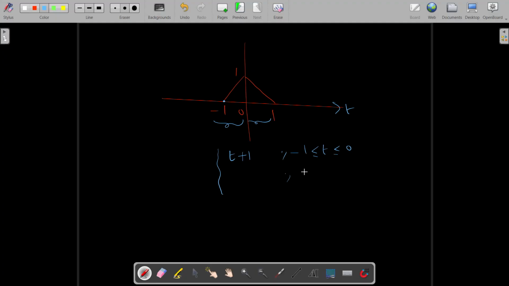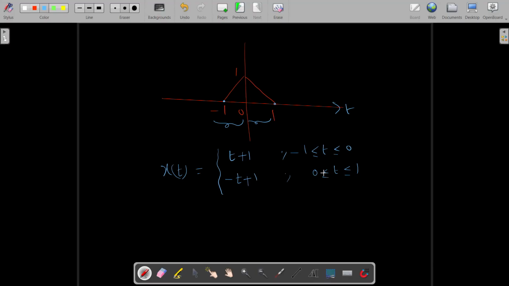Similarly, for the next interval, 0 less than or equal to t less than or equal to 1, since it is falling, the slope is negative, so -1 into t. What about the intercept? For time t equal to 1, it should be 0, right? But you are getting -1. Therefore, to balance that, I'm going to add +1. So this is the complete expression for this particular signal from -1 to 1.